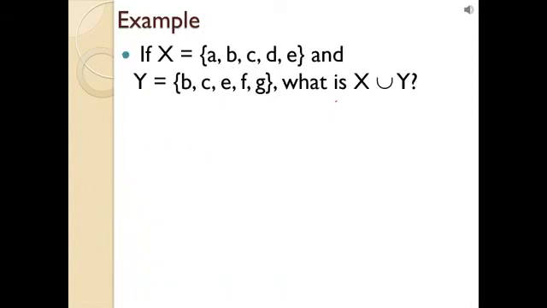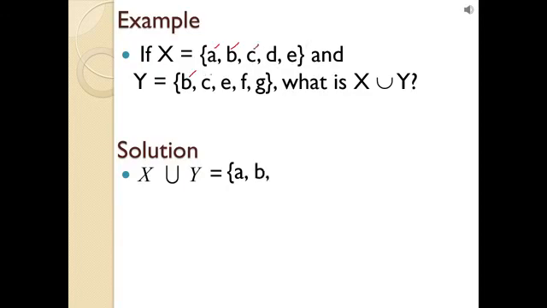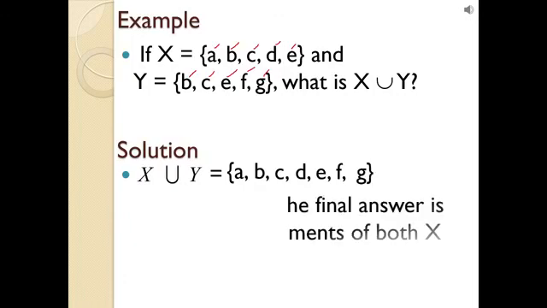Another example. What is the union of X and Y? We have the letter A, of course, the letter B to be written once, the letter C to be written once again, the letter D, the letter E to be written once, the letter F, and the letter G. And that is simply the union of X and Y.